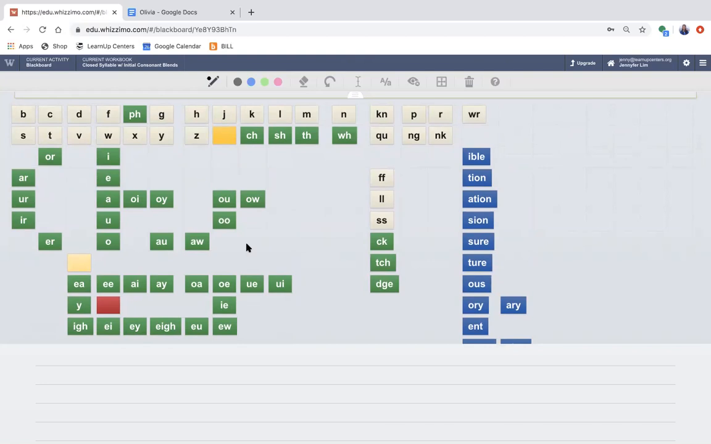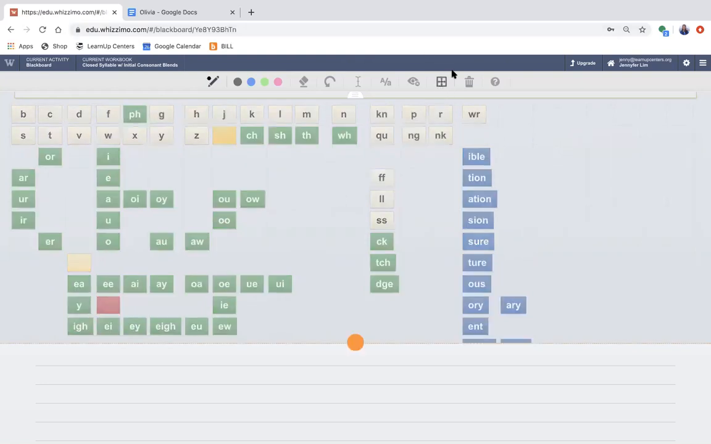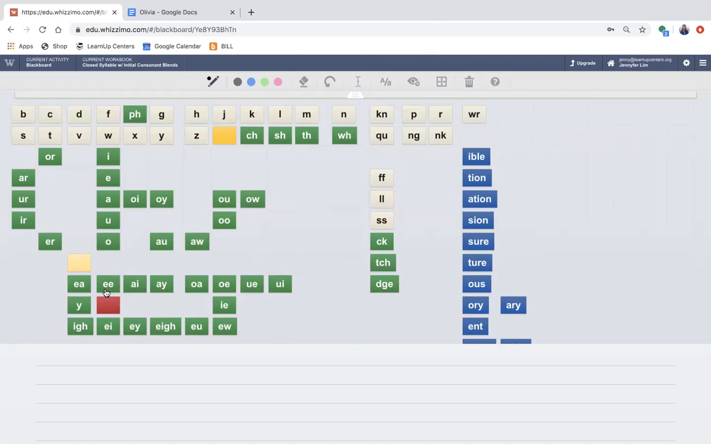So for long E, when do we use EE? When it's a one syllable word. Good job. And then we will want to use EE because it doesn't split. Good job. And then when do we use Y? When you hear it at the end of a word. And what sound is that? E. Good job. Okay, so today we're going to learn the R family.